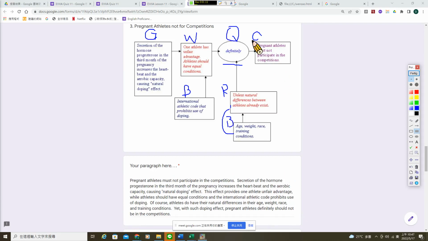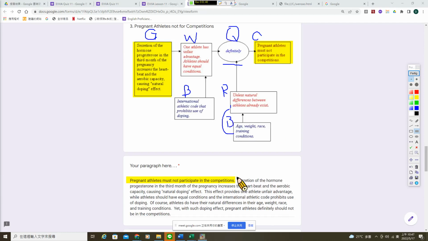So first one, pregnant athletes must not participate in the competition. That's the claim. Okay, so here we have, right? So this one apparently is the topic sentence. So pregnant athletes must not participate in the competition. And the second one is this one, the grounds.